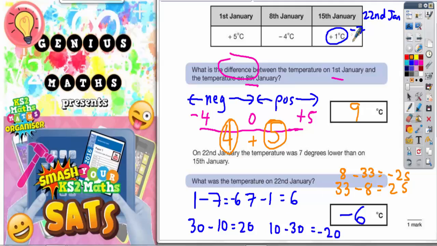Okay? We're trying to do 1 take away 7. So 7 take away 1 is 6. So you flip it around, 1 take away 7 is going to be -6. And that's the answer to the second part of the question. So your two answers are 9 degrees in the first box and -6 degrees in the second box.